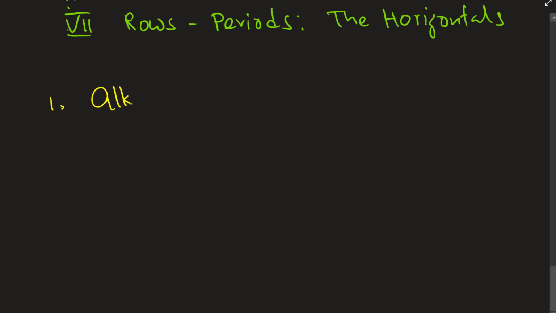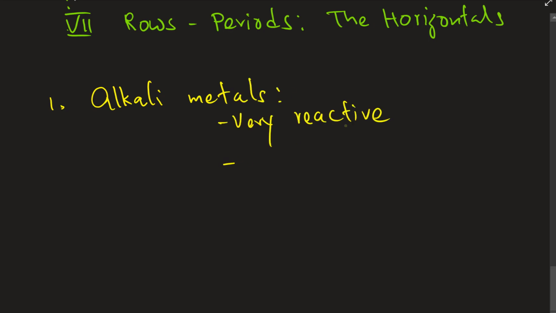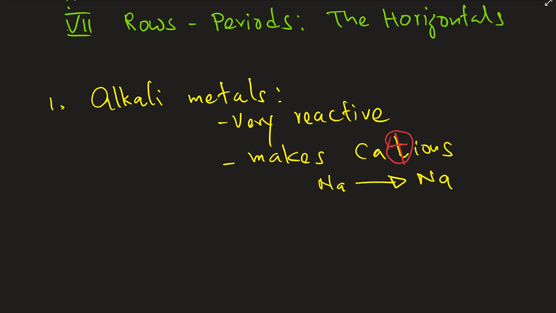First one, alkali metals. These are very reactive, and they make cations. Cations, T positive, that's the sign, and sodium goes to sodium plus and kicks out an electron. So that's cations. Okay. Now, yes, that's a family, right? So these are the family members: lithium, sodium, potassium, rubidium, cesium.